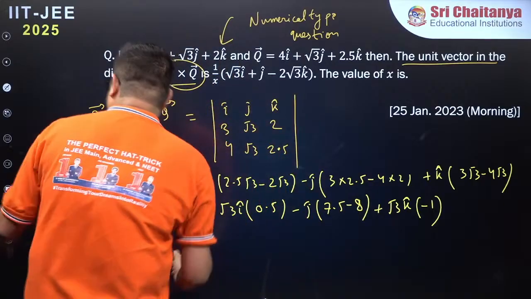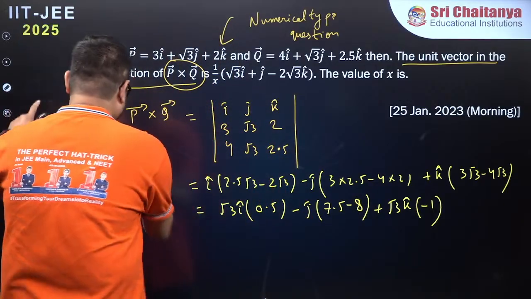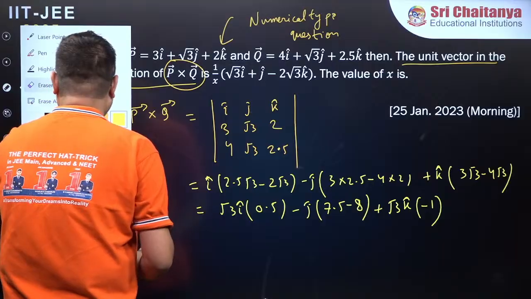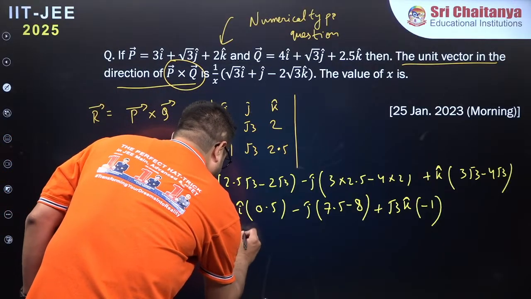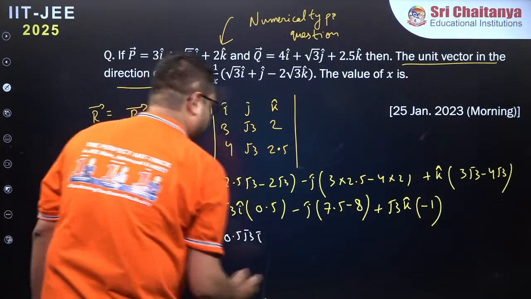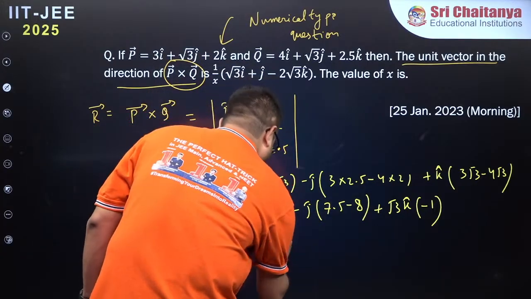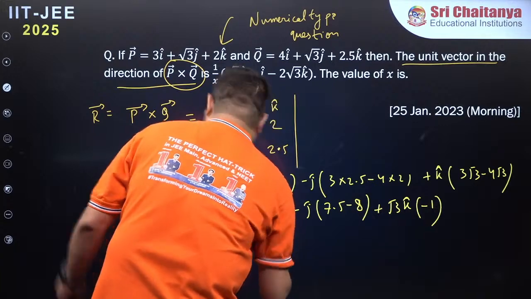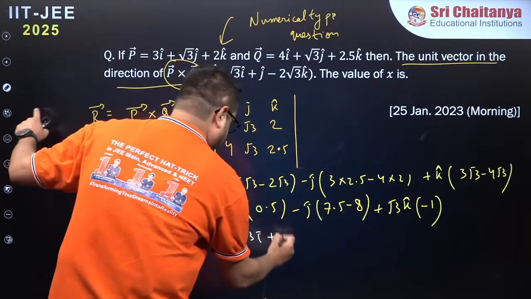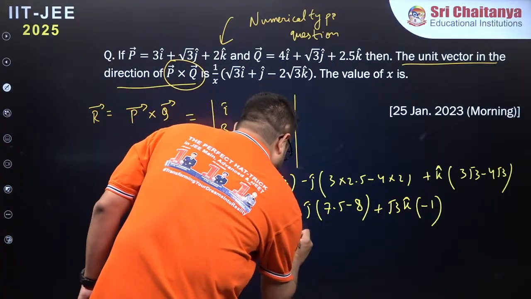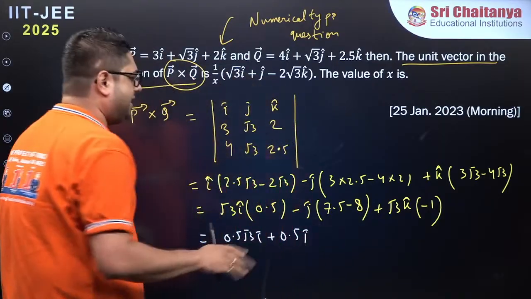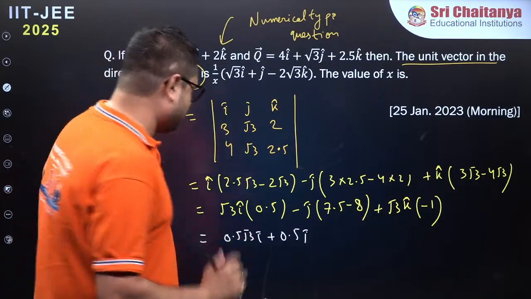So now what should you be getting over here? What I will be getting is equivalent to 0.5 root 3 i cap, and this is going to become minus 1, sorry, plus 0.5 here. If you perform even one step wrongly, the entire question will end up with negative marks. So that's why you have to be careful.